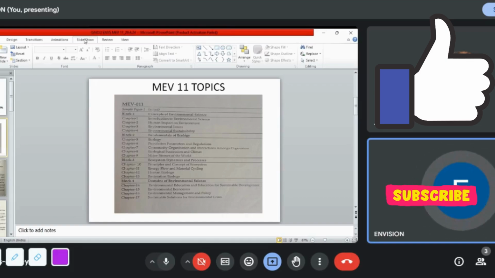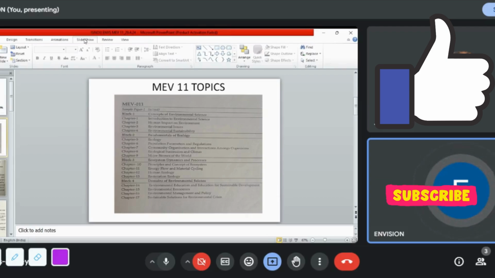And in chapter 15 we have environmental economics and the economics related to environmental policies. In chapter 16 we have environmental management and policy. What management is required to mitigate environmental problems, and what policies are made by policy makers to solve the different environmental problems.